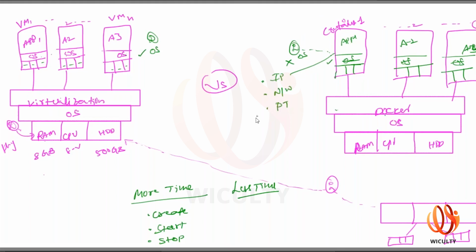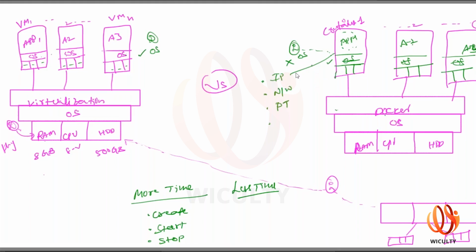You get a separate process tree. If you are running 10 applications here, you cannot see these 10 applications from outside. It's an isolated user space. You get a separate process tree. You get separate storage capabilities, and everything is separate.